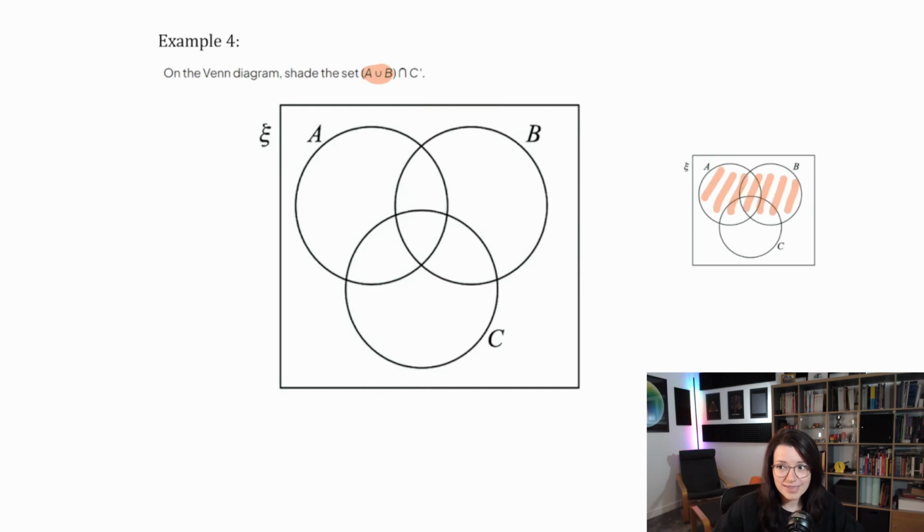And then not C or C dash, that's everything that is outside the C circle. And then they want the intersection of those two things. So in other words, where do those two colours overlap each other? And that's everything here in green. So then we can take that idea and put it onto our final answer, all of these parts here.